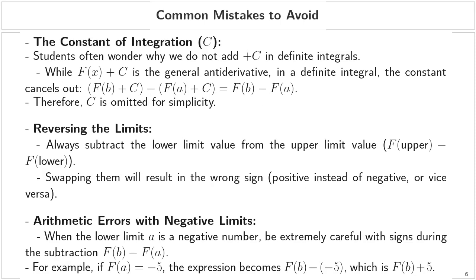Finally, be extra careful with arithmetic when dealing with negative limits. If your lower limit is a negative number, pay close attention to the signs when you're performing the subtraction. For example, let's say you calculate F of a and get negative 5. Then, when you evaluate F of b minus F of a, you're actually calculating F of b minus negative 5. Remember that subtracting a negative number is the same as adding a positive number, so this becomes F of b plus 5. It's easy to make a sign error here, so double-check your work, especially when negative numbers are involved.